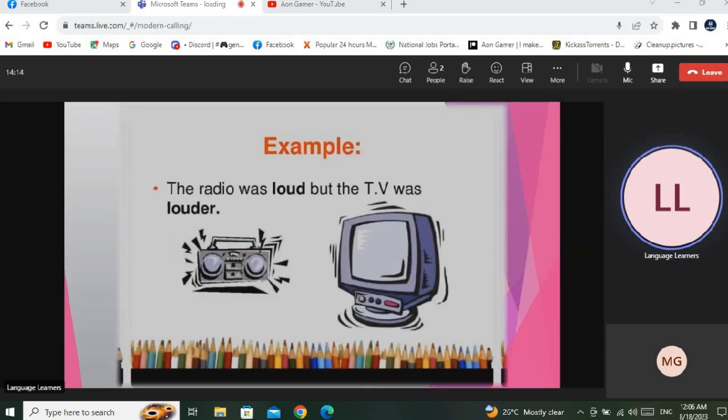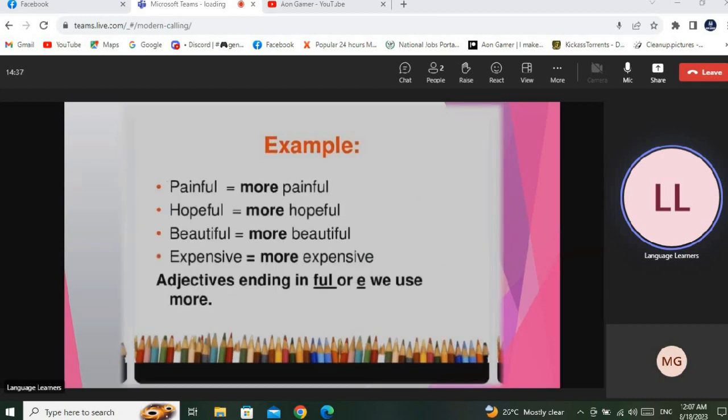Okay, so these are the exceptions. As I said earlier, fast, faster, we just need to add ER. But as you know, exceptions are everywhere. Painful, more painful. Helpful, more helpful. Beautiful, more beautiful. Expensive, more expensive. So this is one way to change the positive degree into the comparative degree.